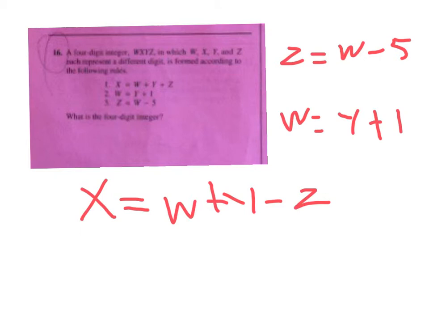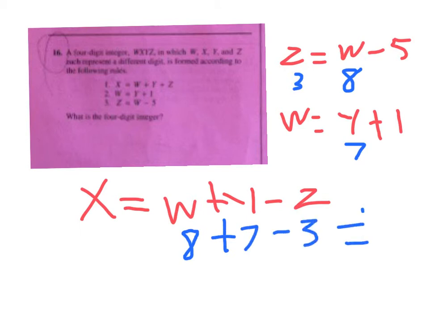Let's say W is 8. Z would be 8 minus 5, or 3. And Y would be 7, right? Because 7 plus 1 is 8. If you put that in here, 8 for W plus 7 minus 3, this is not going to work because that's bigger than 10. So we want all of this to be 10 or less. So let me erase what we just did.